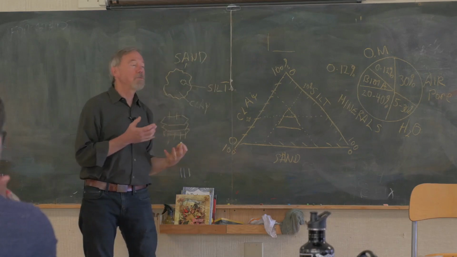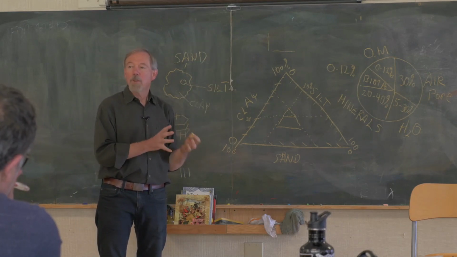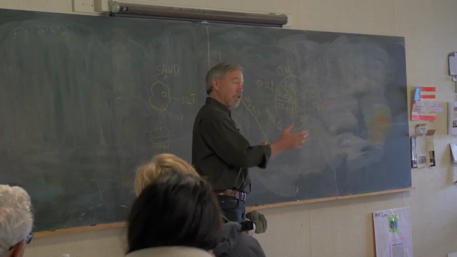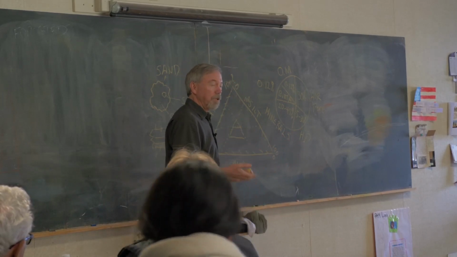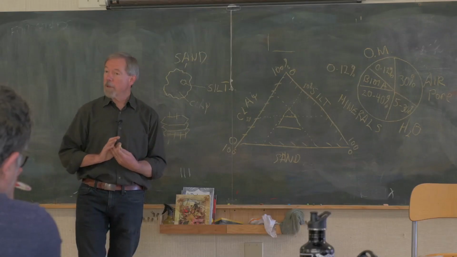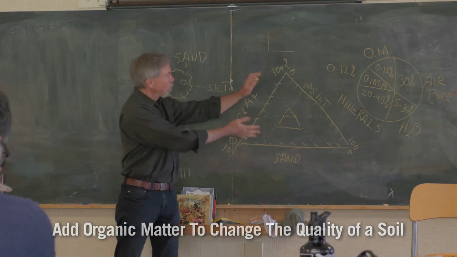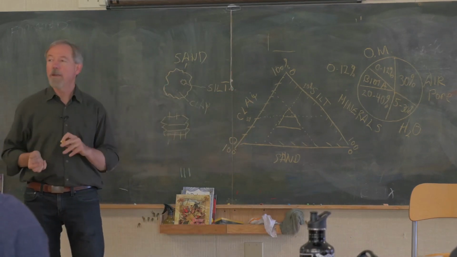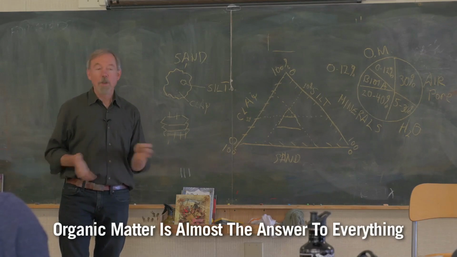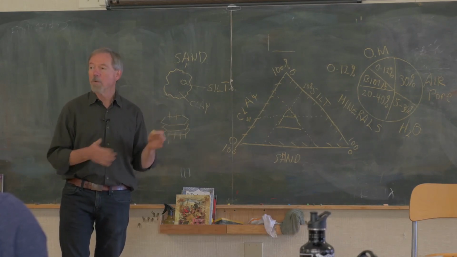And besides, what happens when you mix sand and clay and a little organic matter and then bake it in the sun? That makes adobe, right? So don't add sand to your soil to lighten it. Instead, add organic matter. Organic matter is what will change the quality of a clay soil or a silty soil or a sandy soil. Organic matter is almost the answer to everything. So now that we know that, we can stop. You know all you need to know about soil. Just add organic matter. We're done. We can move on.